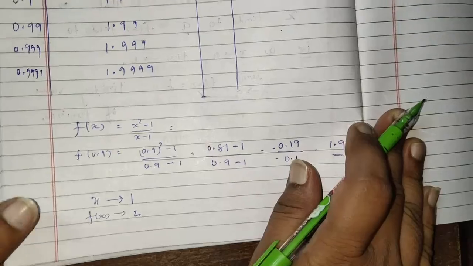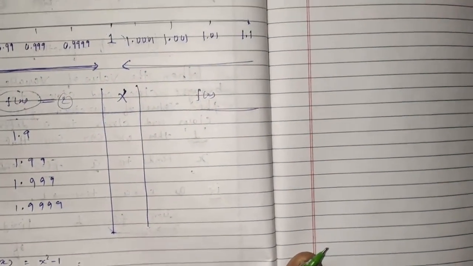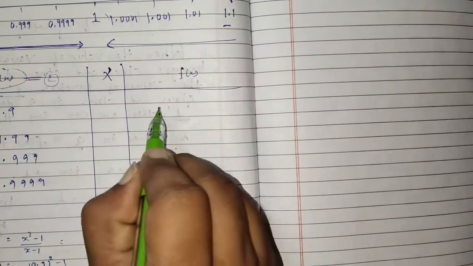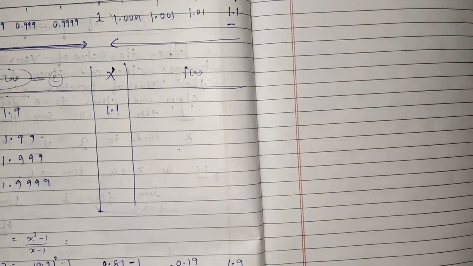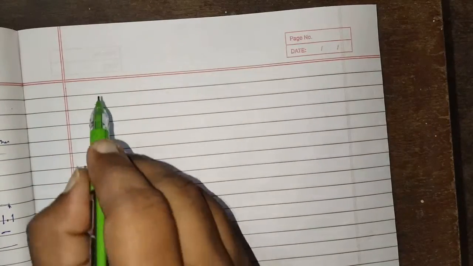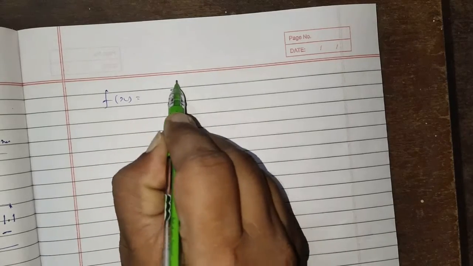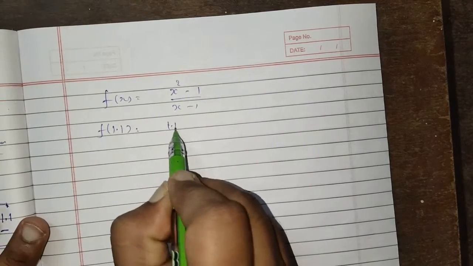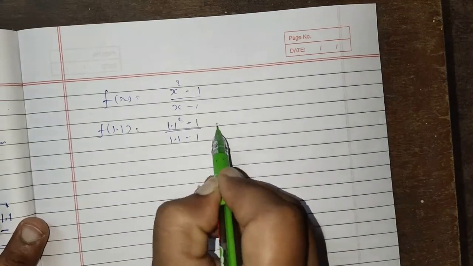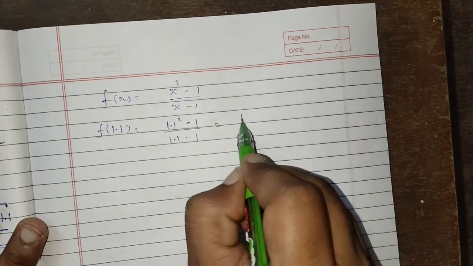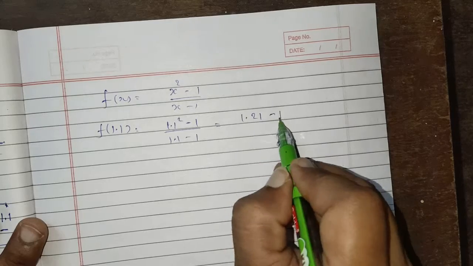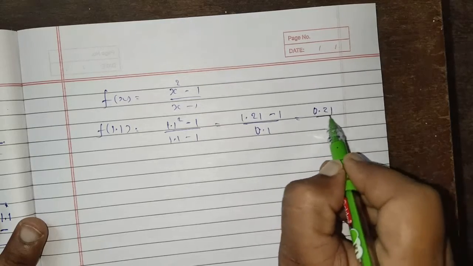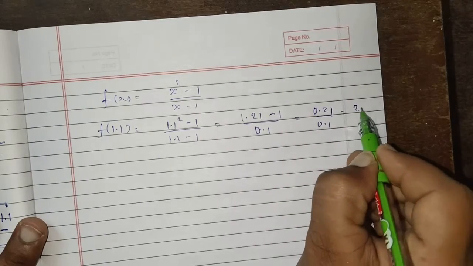Now at the right hand side, this is the result of the left hand side. Now we'll check the right hand side. On the right hand side we have the value 1.1. See, x is equal to 1.1. Now we'll solve for 1.1. f(x) is equal to x square minus 1 divided by x minus 1. So f(1.1) is equal to 1.1 square minus 1 divided by 1.1 minus 1. So 1.1 square is 1.21, minus 1, divided by 0.1. So the answer is 0.21 divided by 0.1, which is equal to 2.1.